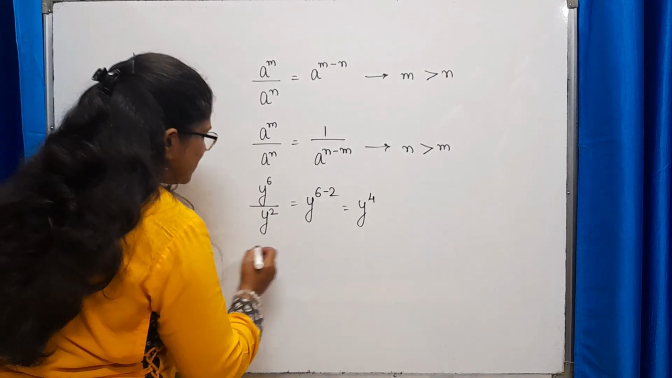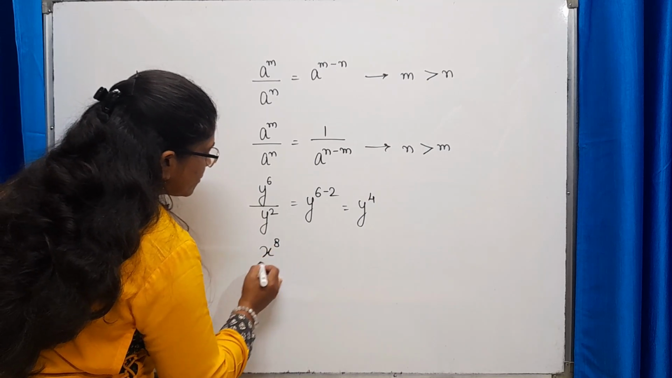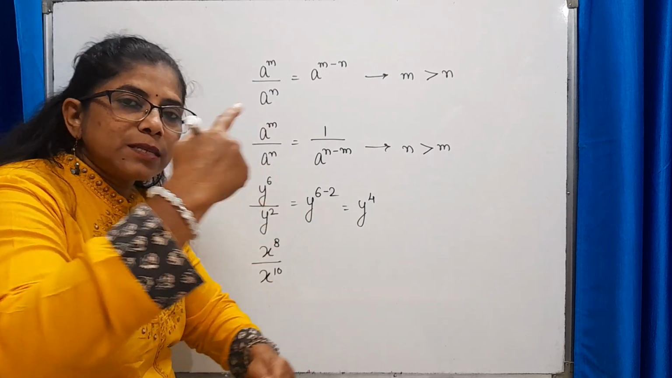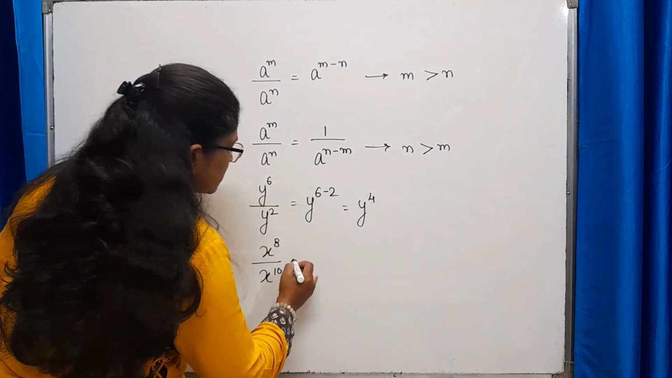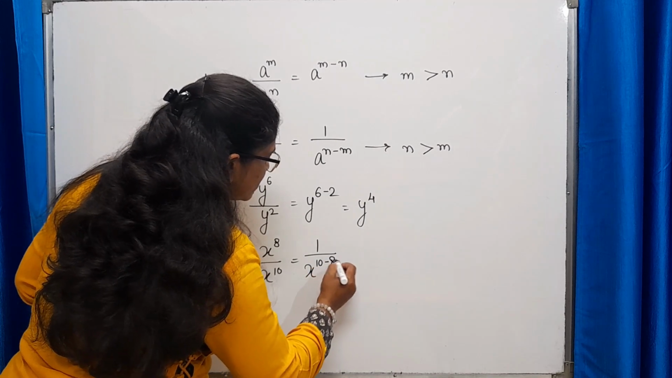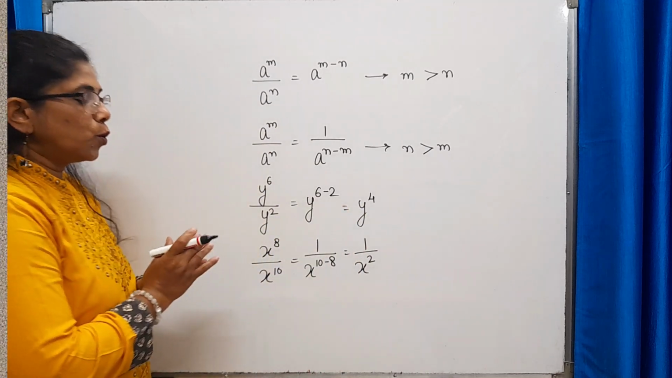Now, if it is something like this, x to the power of 8 upon x to the power of 10. Now in this case, our n is greater. So the answer for this is 1 upon x to the power of 10 minus 8, which is 1 upon x to the power of 2.